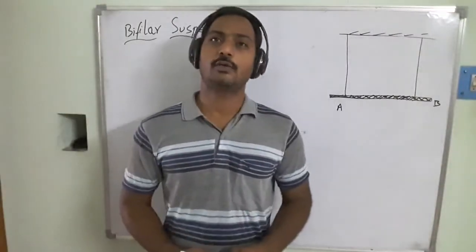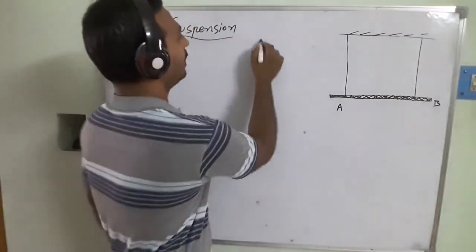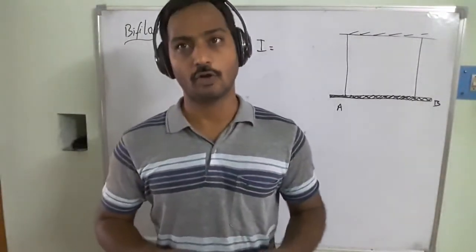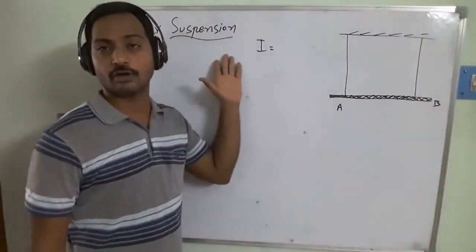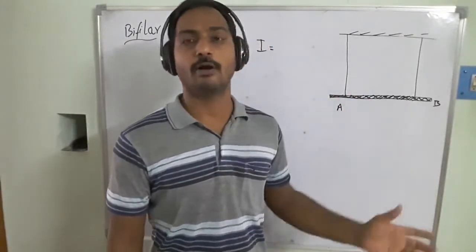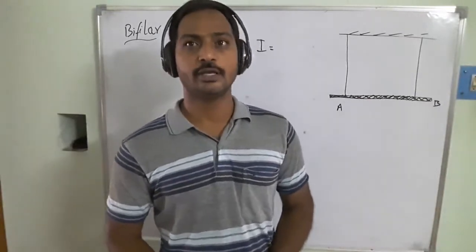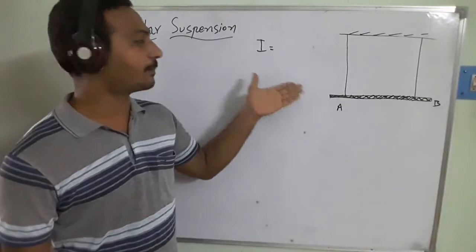In this video lecture, we are going to try to find the moment of inertia for a particular bar or rod by using the bifilar suspension system. This is one of the methodologies we use to find the moment of inertia for this type of bar, either a rectangular bar or a circular rod. So how are we going to find the moment of inertia for a particular bar?